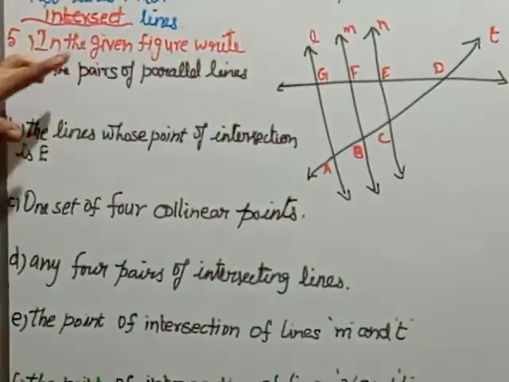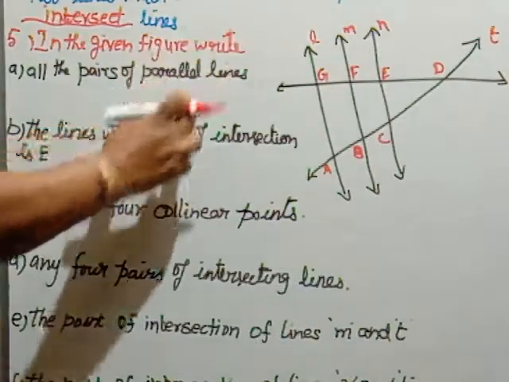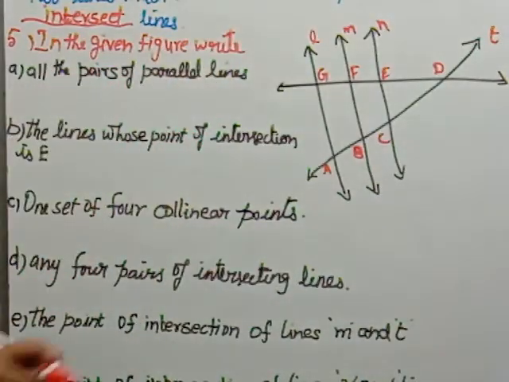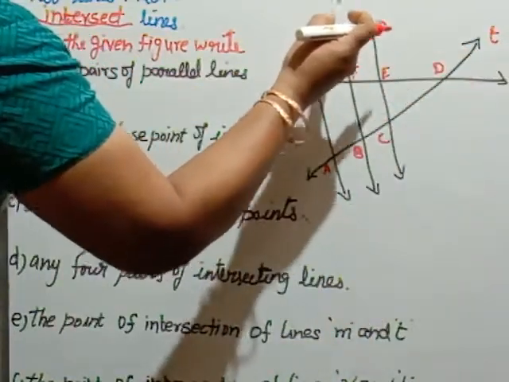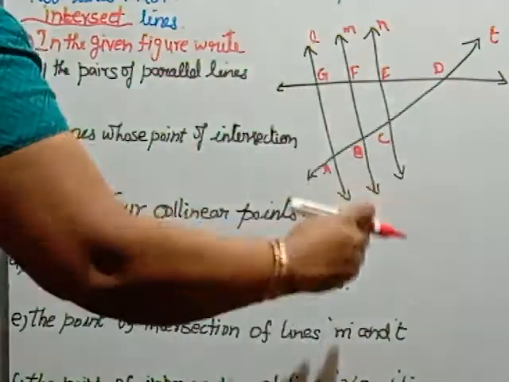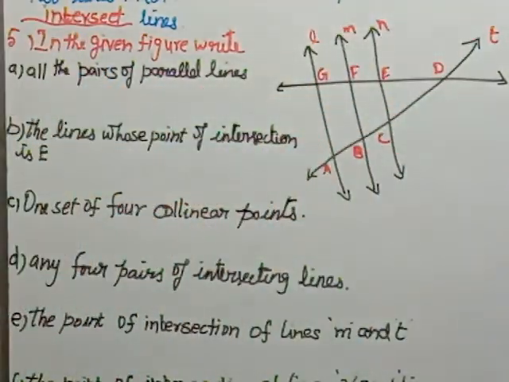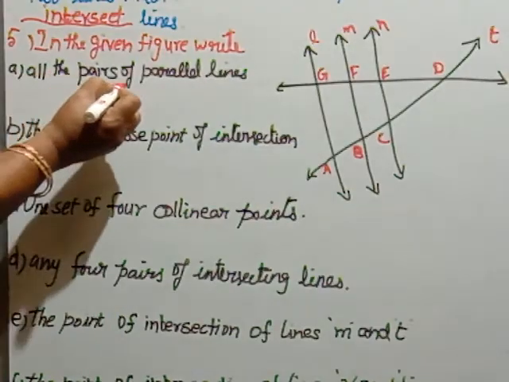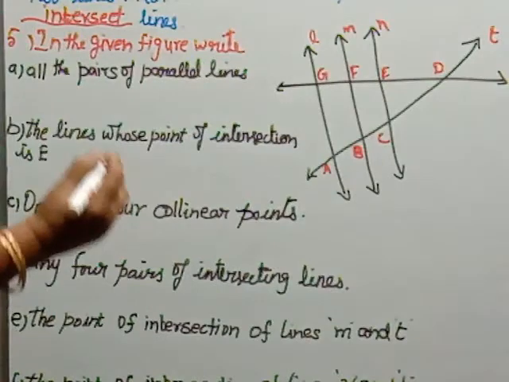In this main, you observe the given figure and answer the following questions. Here are lines L, M, N, T and R. They cut each other and form this figure. Now you have to find all the pairs of parallel lines. Here in this figure, which are the parallel lines?